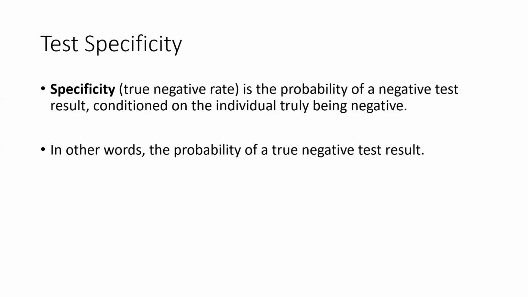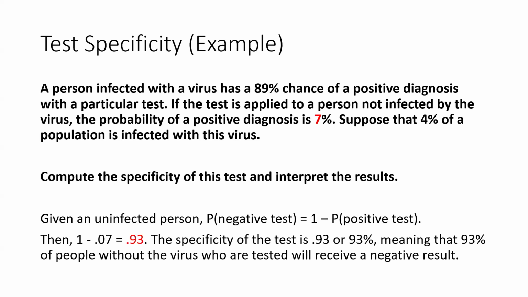So let's do an example. So here's our example. A person infected with a virus has an 89% chance of a positive diagnosis with a particular test. If the test is applied to a person not infected by the virus, the probability of a positive diagnosis is 7%. Suppose that 4% of a population is infected with this virus. Compute the specificity of this test and interpret the results.